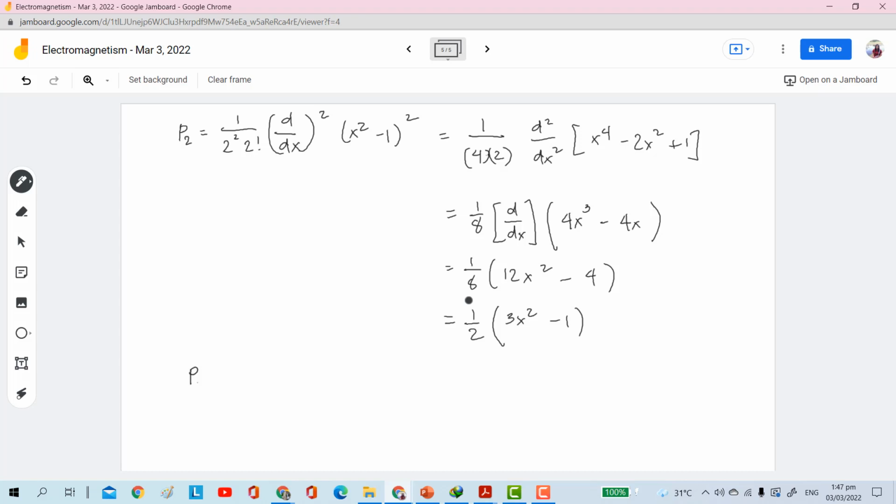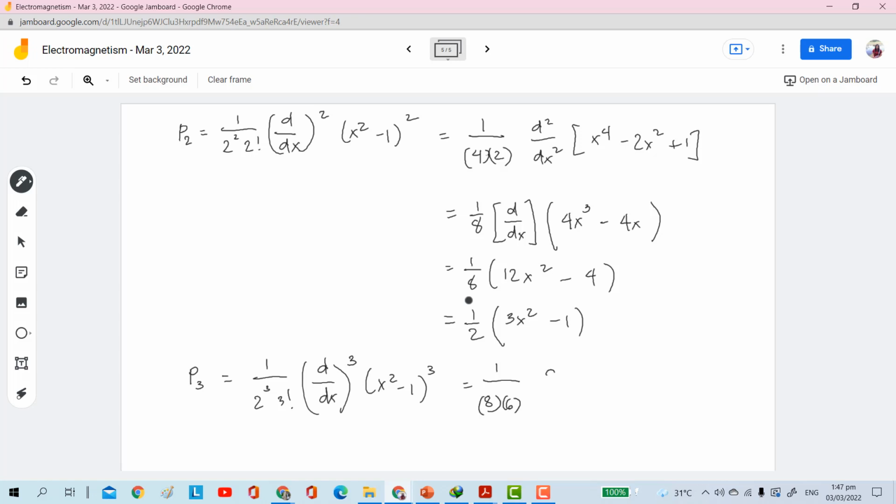We will proceed to getting p sub 3. So p sub 3 is 1 over 2 raised to the power of 3, times 3 factorial, and then the triple derivative of x squared minus 1 cubed. Okay, so this is our p sub 3. So you have 1 over 8, no? 2 cubed is 8. And then 3 factorial is 3 times 2 times 1, so that is 6.